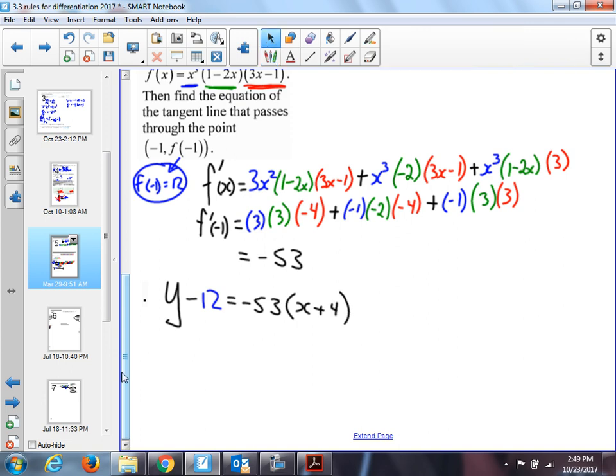I don't know why I used, I guess I used the blue. Oh, what the heck did I say x plus 4 for? Yeah, I know. I don't know, I was thinking of something else as I was talking. Okay, there you go. That's an equation. That's all there is to it, though.